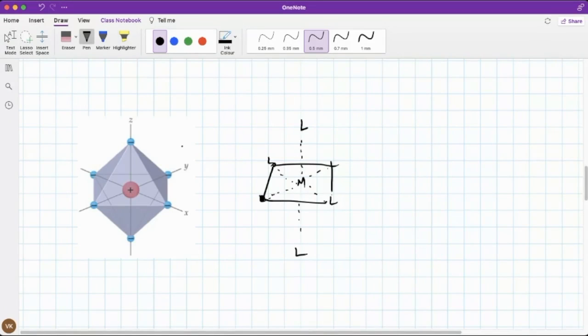Now the ligands are approaching. Like you have the metal cation like this, and the ligand approaches from this direction.